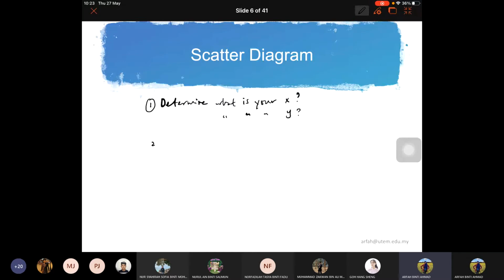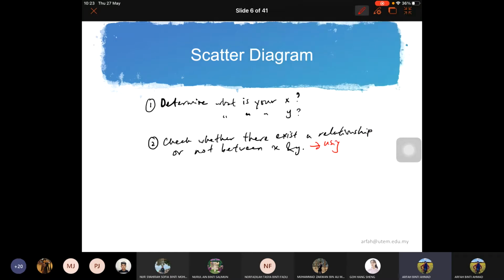Okay, then what is your X, what is your Y? Check whether there exists a relationship or not between X and Y. So macam mana nak check whether there exists a relationship or not? This one using scatter diagram.